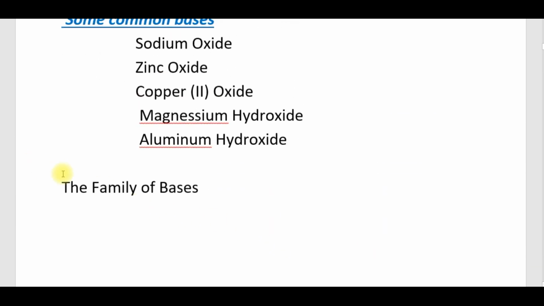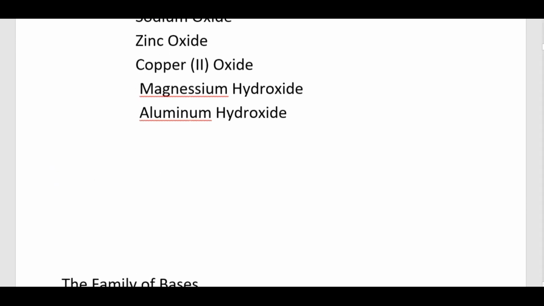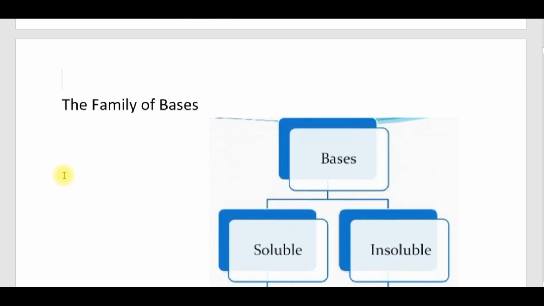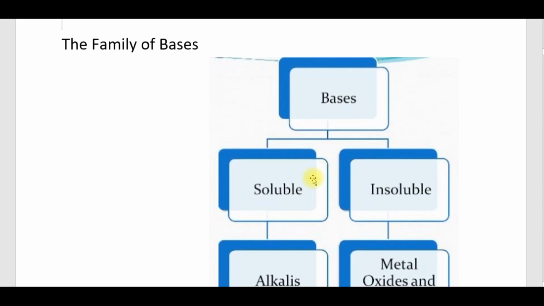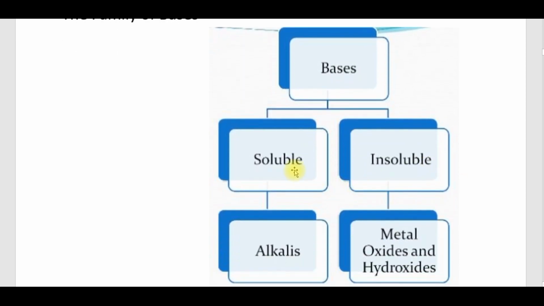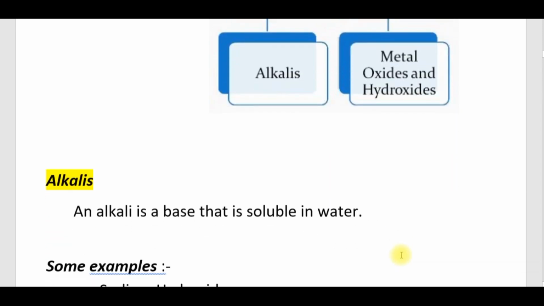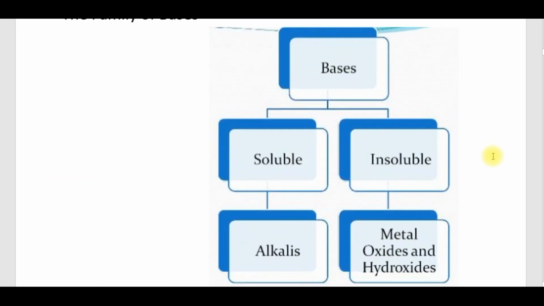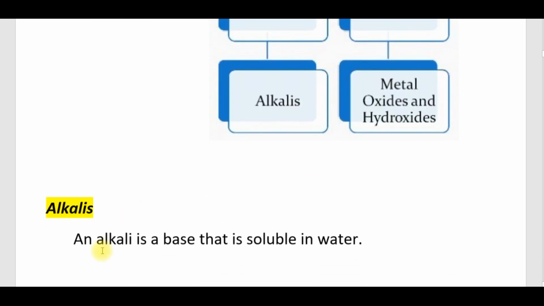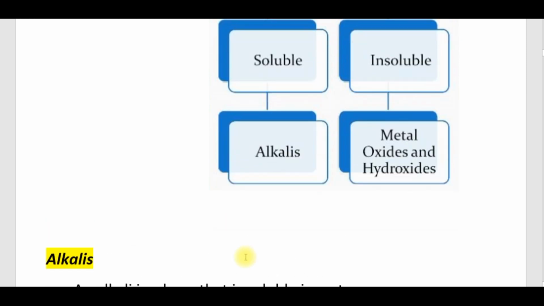I will show you the family of bases. The bases can be classified into soluble and insoluble bases. The soluble bases are generally called alkalis, and the insoluble ones can be called metal oxides and hydroxides. Anyway, what does alkali mean? From this classification, I can conclude that an alkali is a base that is soluble in water.